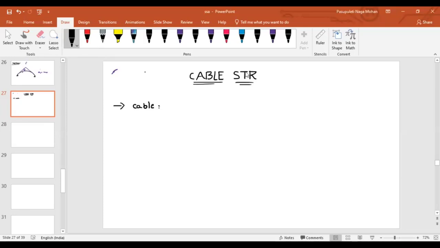So if you are talking about a cable structure, the first thing we should understand in our mind is that if these are cables, generally we will consider them as inextensible.